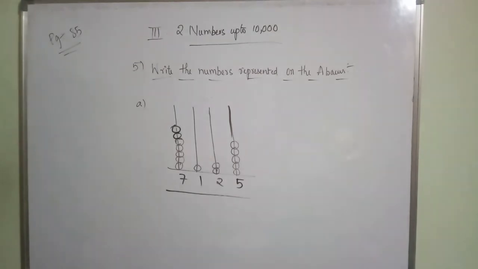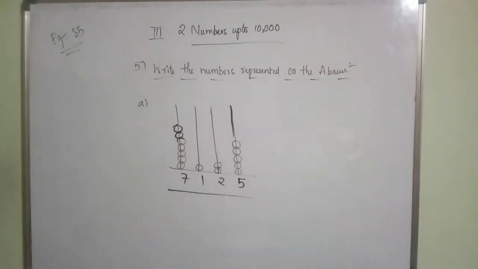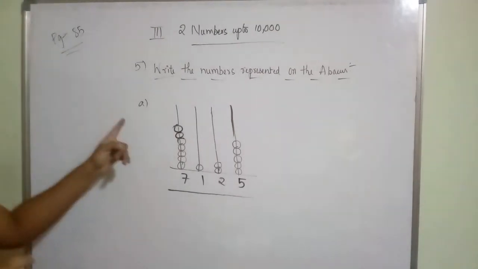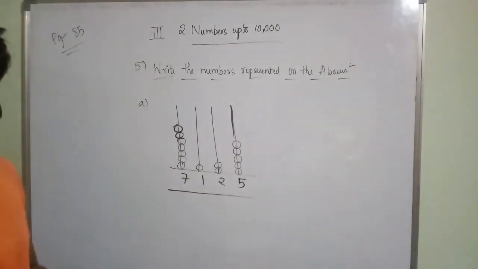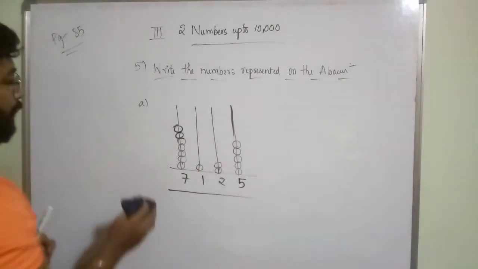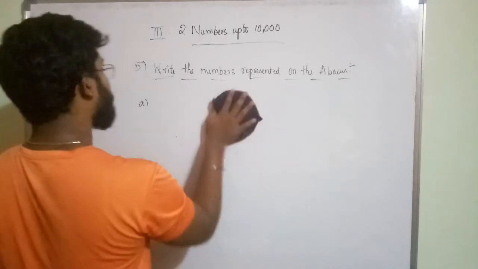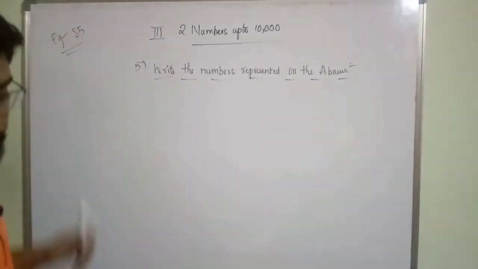Okay, so what is the number represented in the abacus? 7125. That is the number. Okay, so let's see the second one, B.